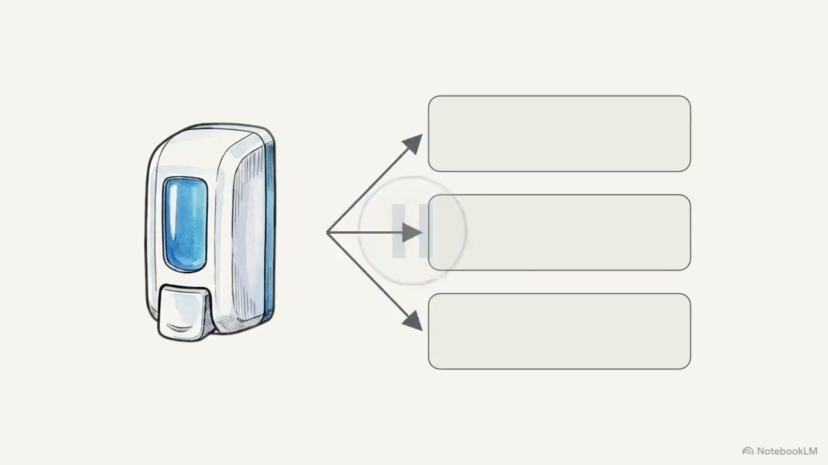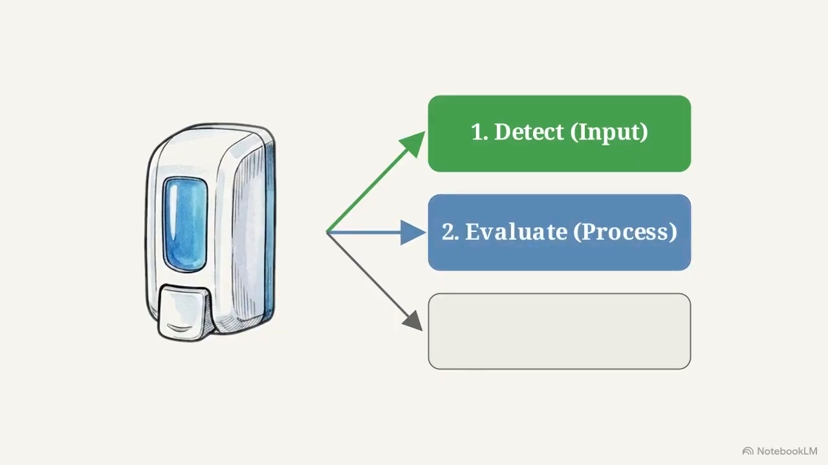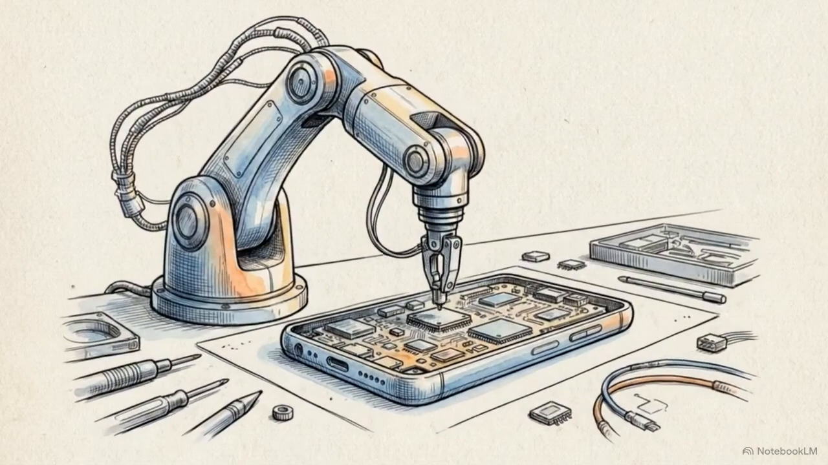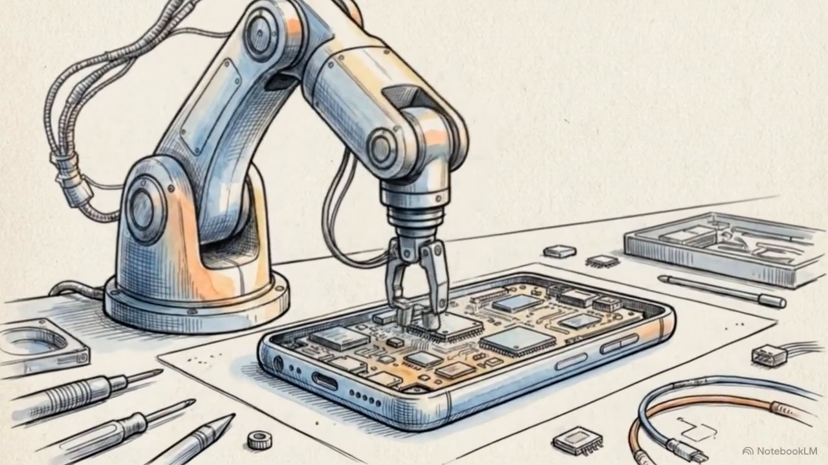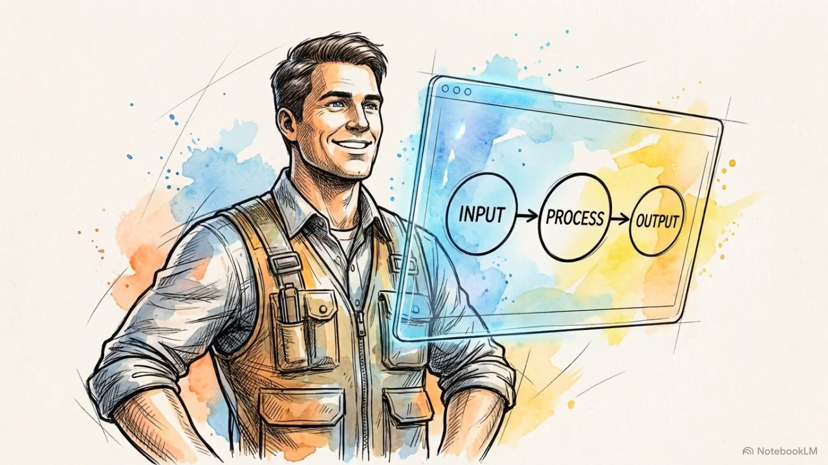Ready? The input is the motion sensor detecting your hand. The process is the if statement confirming your hand is there. The output is the motor releasing soap. The next time you see a machine doing a job all by itself, you won't have to wonder if it's magic. You now know the exact logic making it happen.